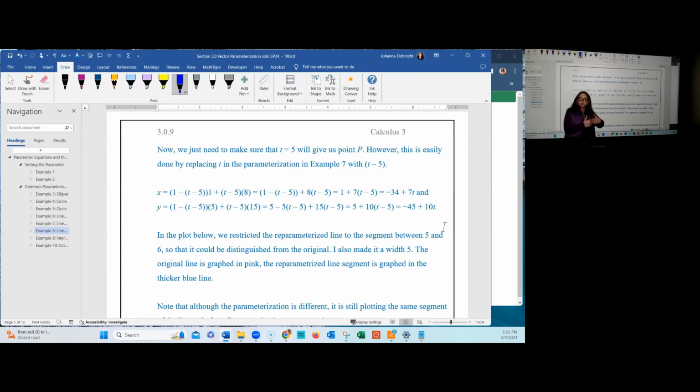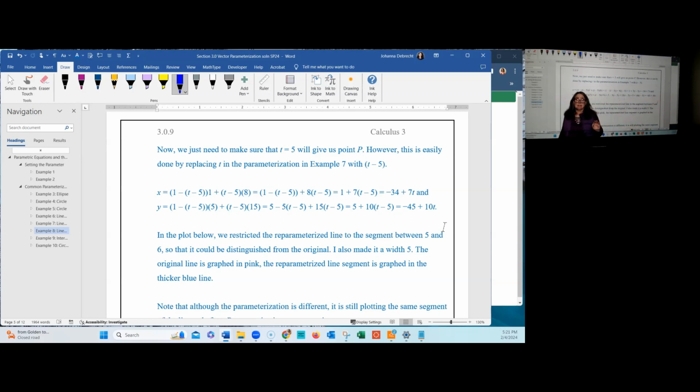The original is from 0 to 1. So to get t equal 5 back to 0, I subtract 5. So I substitute the parameterization that t minus 5 is the new t, if you will. And then I simply do the arithmetic and algebra to multiply all that out, and I get a different parameterization, negative 34 plus 7t and negative 45 plus 10t.